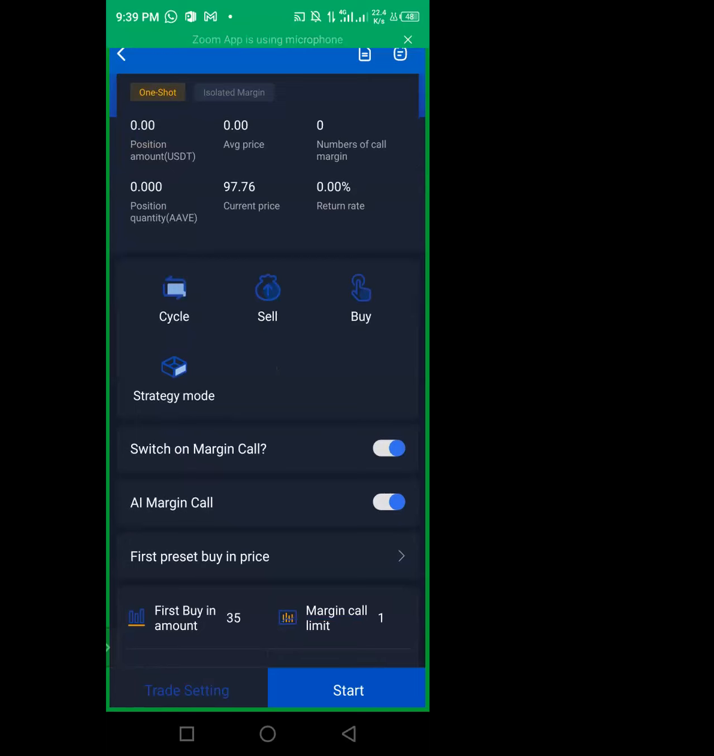intelligent monitoring will be activated. The robot will not buy at that 3.5. It will wait to see if the coin will drop further. Are we getting it? It's only when it has confirmed that this coin is not going down again, it has started going up. If it moves up faster, the robot will still not buy the margin call for you.